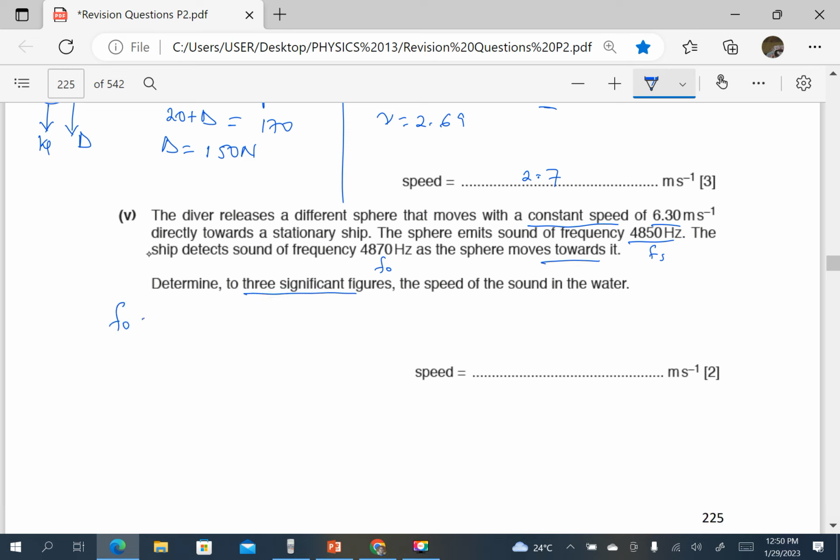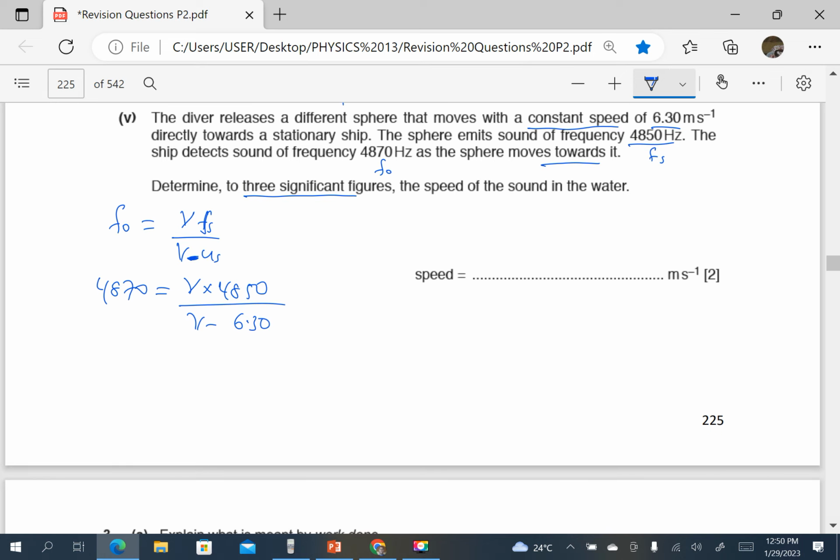So the observed frequency is equal to V times Fs divided by V minus Us. We saw this in waves. The reason why I have a minus is because it is towards, so the frequency is higher. If it was away, the frequency is lower, this would be plus. So 4870 is equal to V times 4850 divided by V minus the speed of the source, which is 6.30.